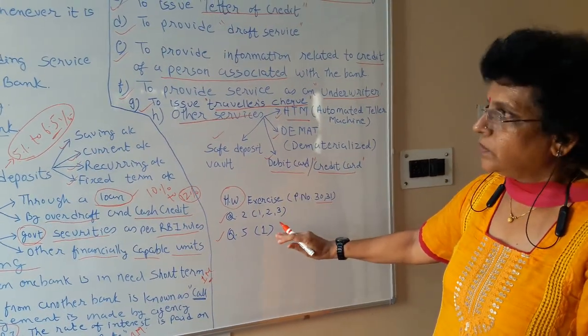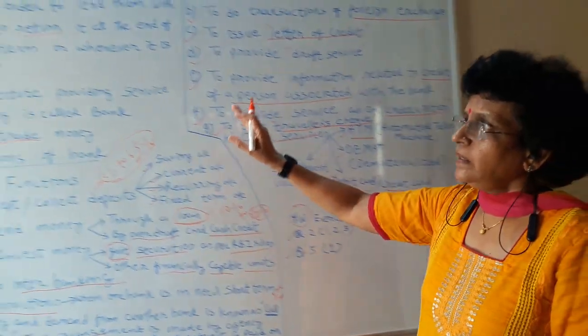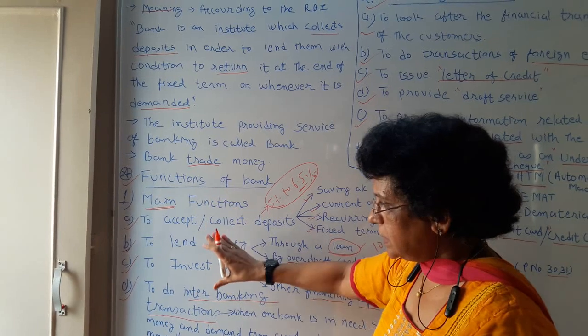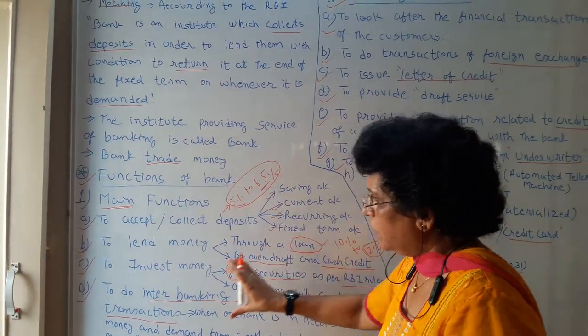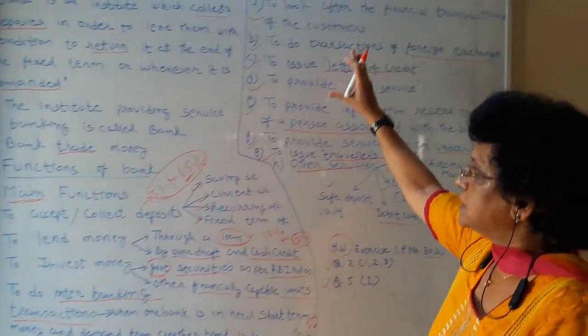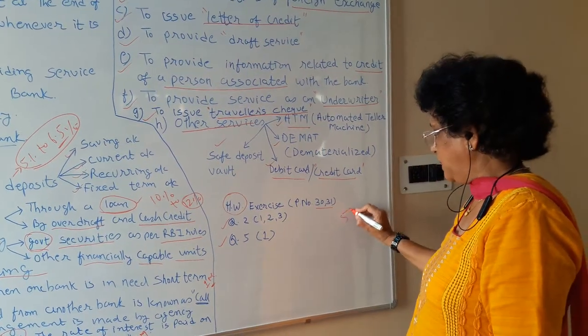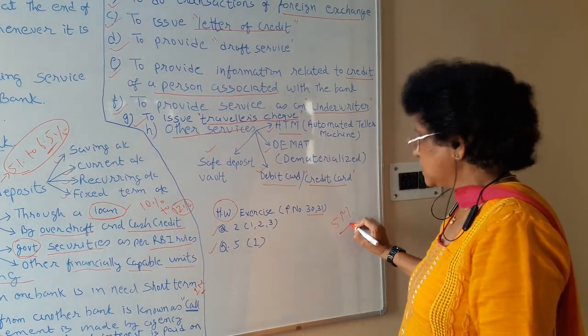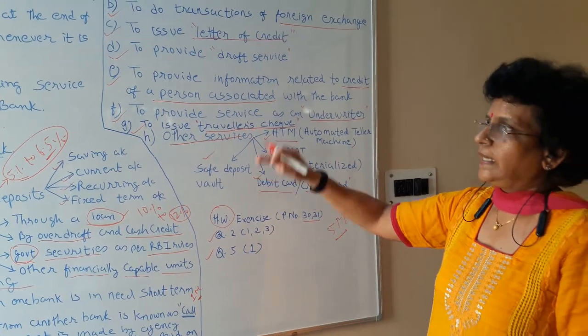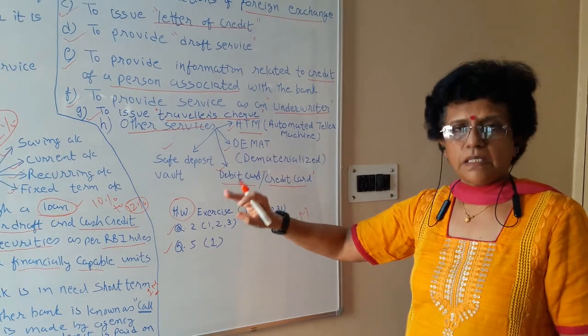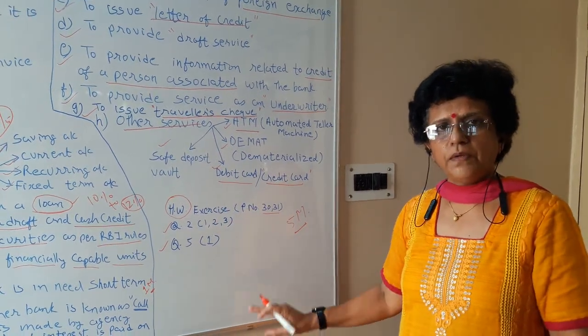This is your homework, and what we have learned today is the meaning of a bank, its functions, the main functions along with their subpoints, as well as the subsidiary functions. You have to prepare this question mainly for the 5 marks. It is going to be asked directly or indirectly in the exam. So prepare the functions of a bank from the 5-mark point of view.